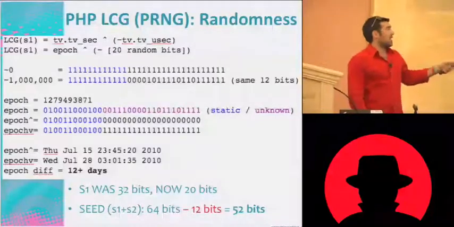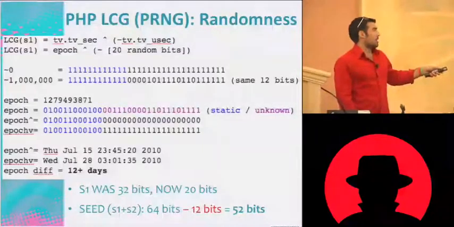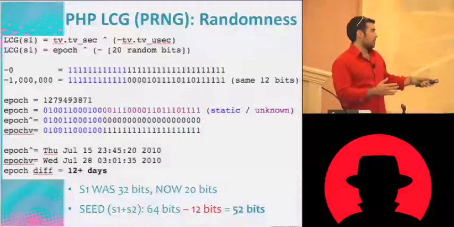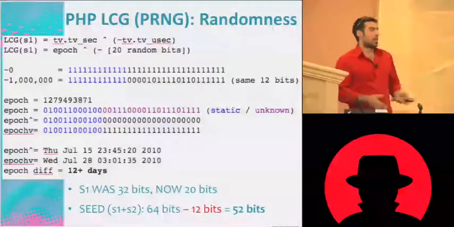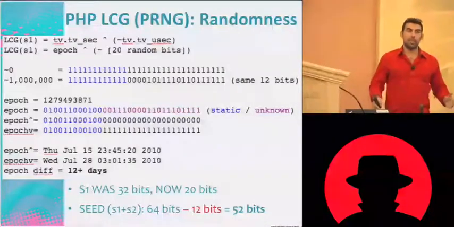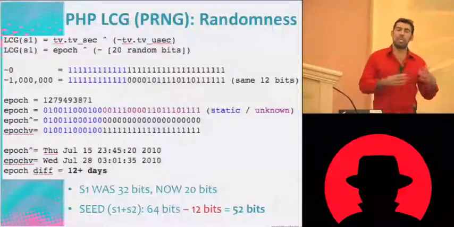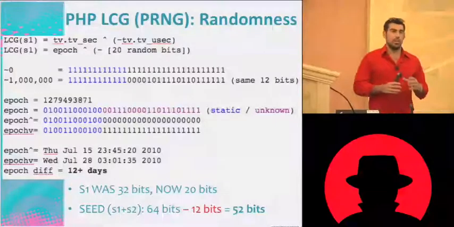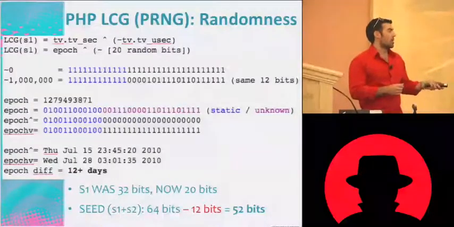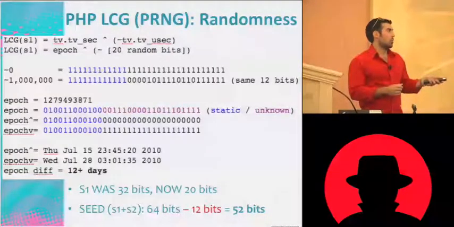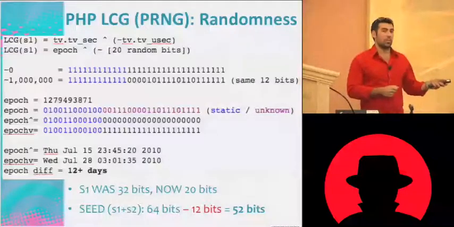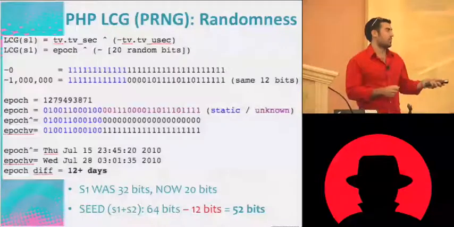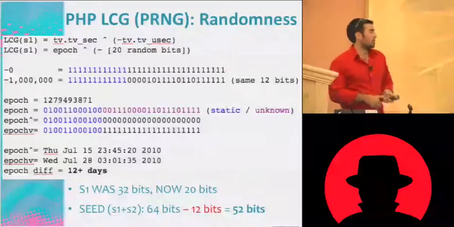If we basically take the top and bottom possible microseconds and randomize our epoch with it, we get a difference of 12 days. What this means is if I can determine within a 12-day period of when Apache started, or when this PHP process started, I can know what S1 is up to, basically. I can reduce 12 bits from there, because 12 bits of static information gets me 12 days.